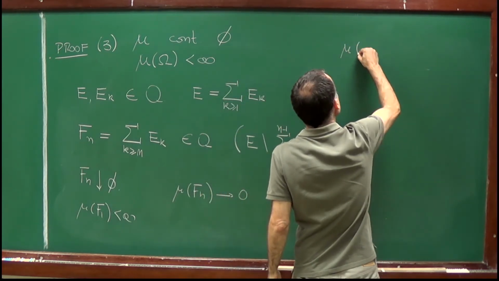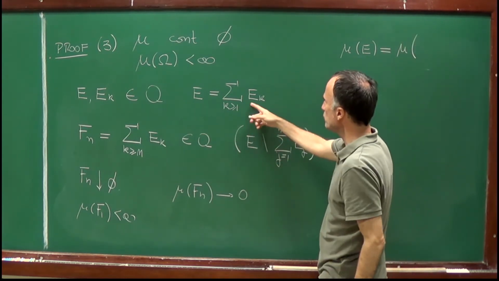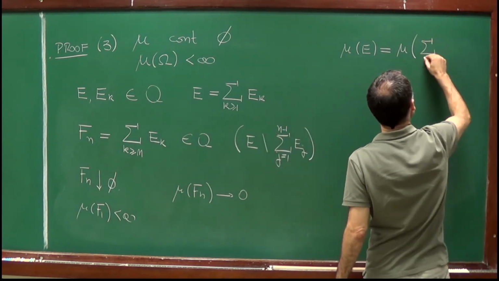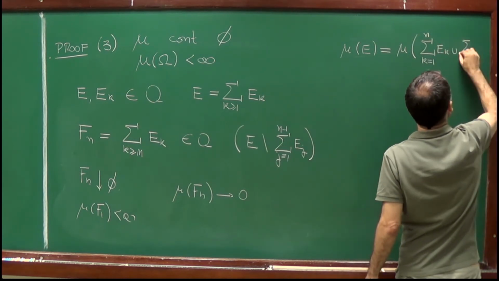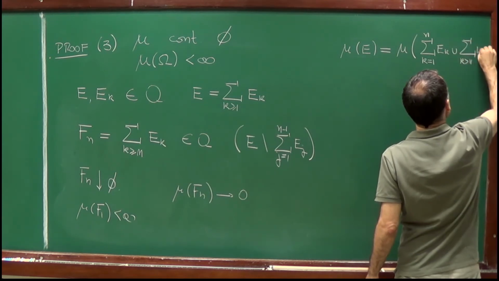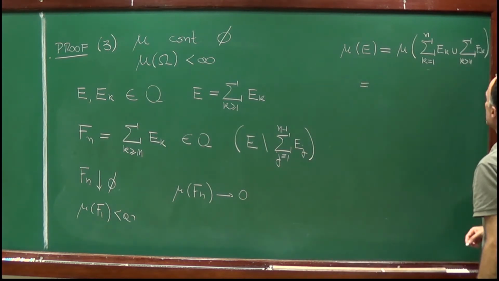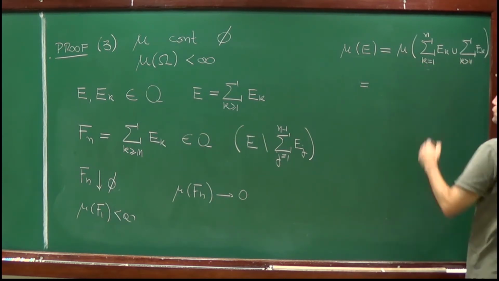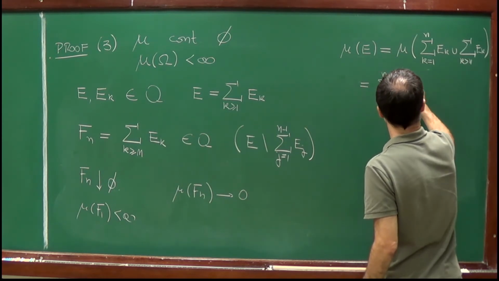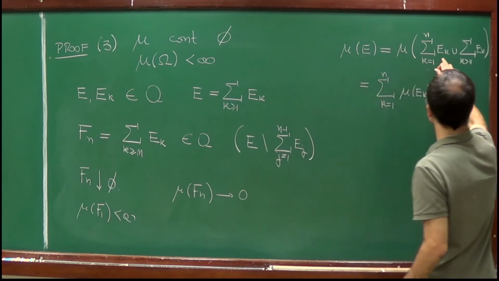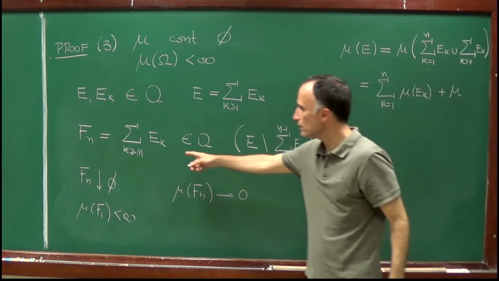So mu of E is, well, E is the union of all E_k, so I can write that as the union of k equal 1 up to n of E_k, union the union of k greater than n of E_k. Both these sets are sets in the algebra. So by the additivity of mu, this is mu of the union of E_k, k from 1 to n, plus mu of this union, but this union by definition is F_{n+1}.